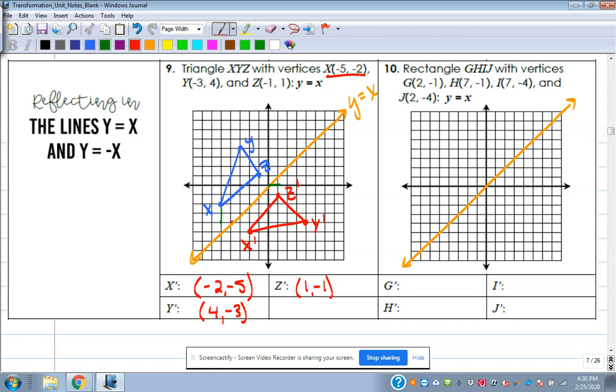So G, 2, -1. H is at 7, -1. I is at 7, -4. And J is at 2, -4. Get the rectangle. We're going to reflect it across that Y equals X line.